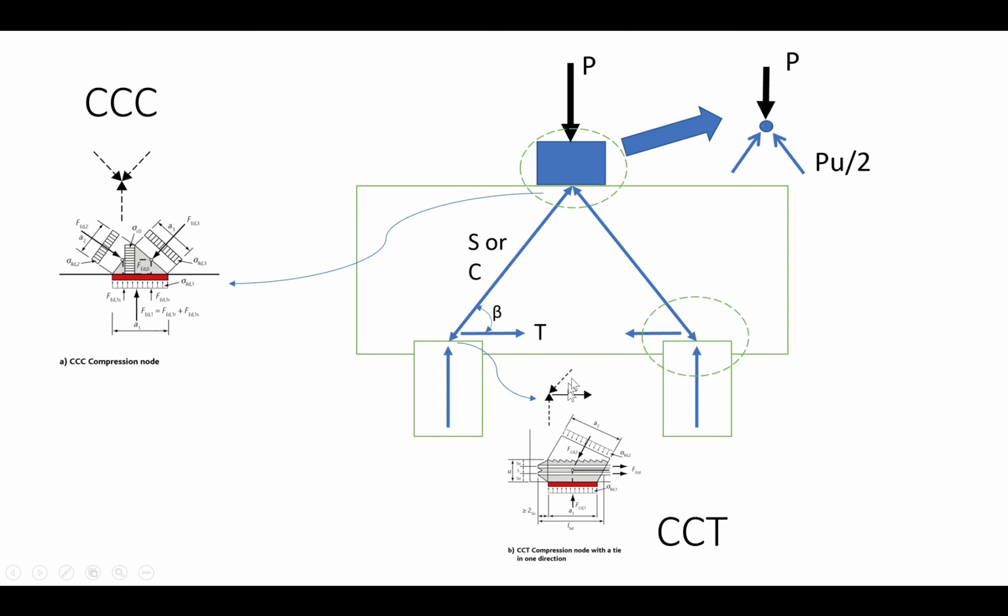You see the schematic here. So in this node it's called CCT. Here at the bottom we need more reinforcement to resist the load from this point to this point, and this zone is called C or S, the compression zone, and this zone is called the tension zone.